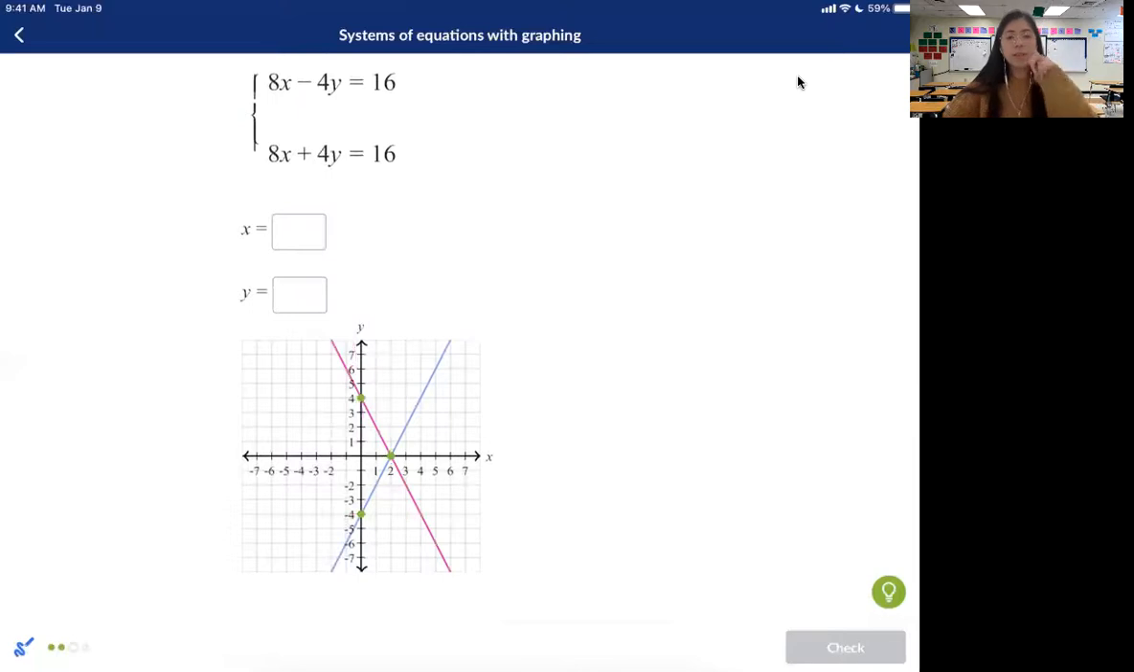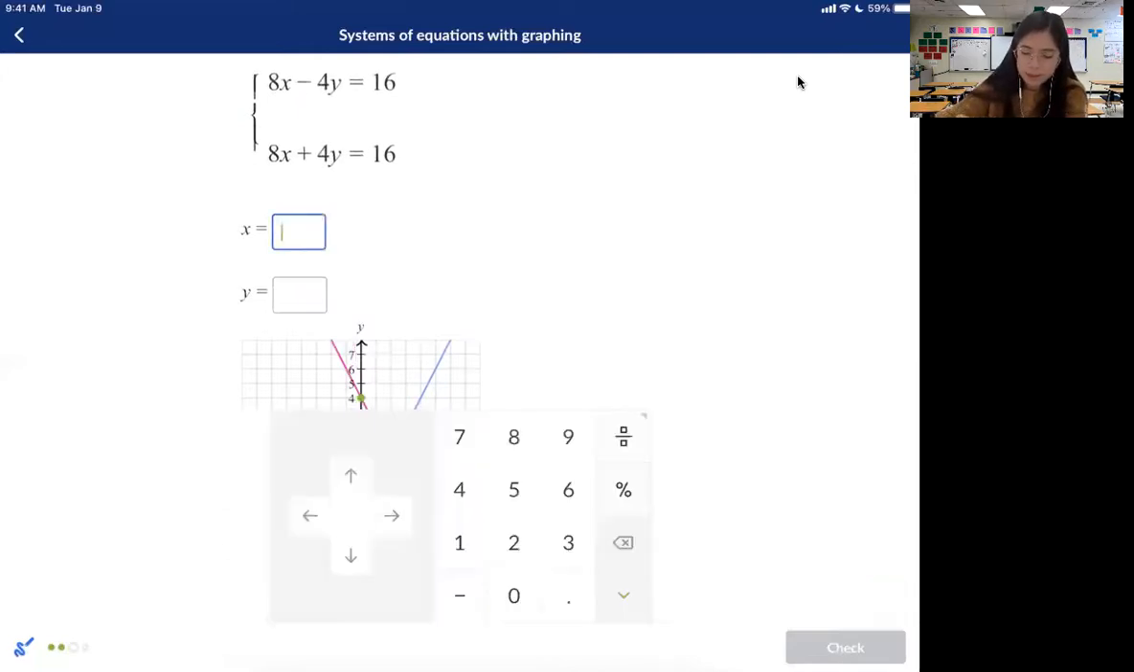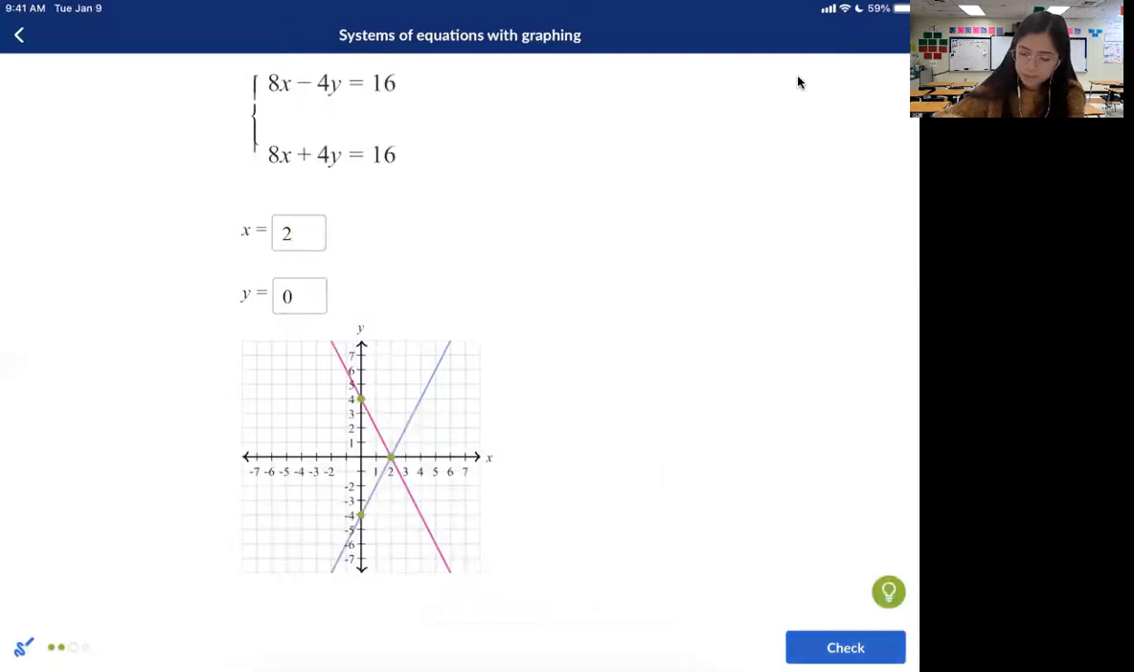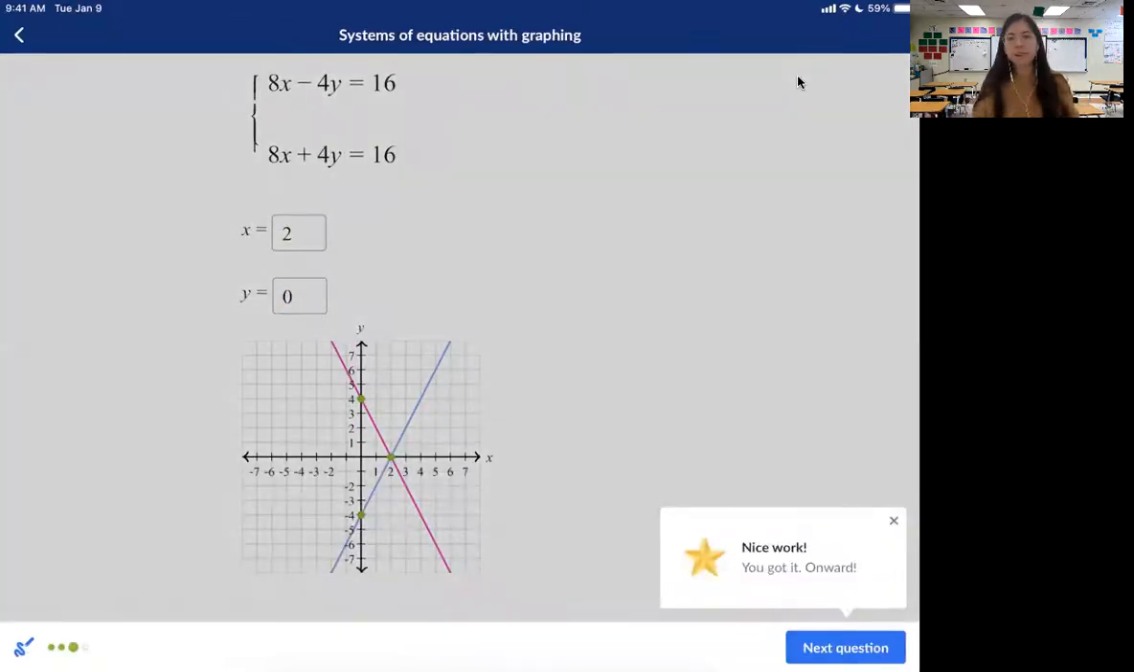And as it turns out, that looks to be where they meet up. They meet up at the x-intercept on the x-axis at 2, 0. So what that means is that my x value is 2 and my y value is 0. And I got it right. So that is all I'm going to do.